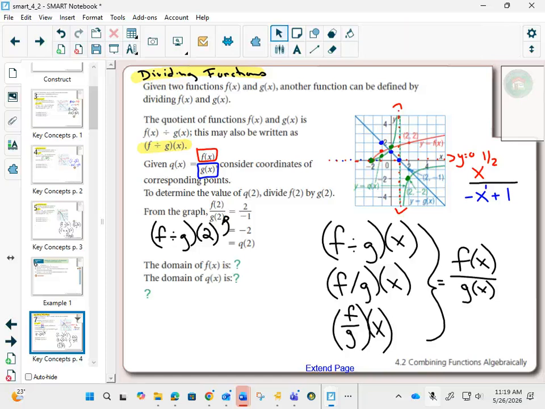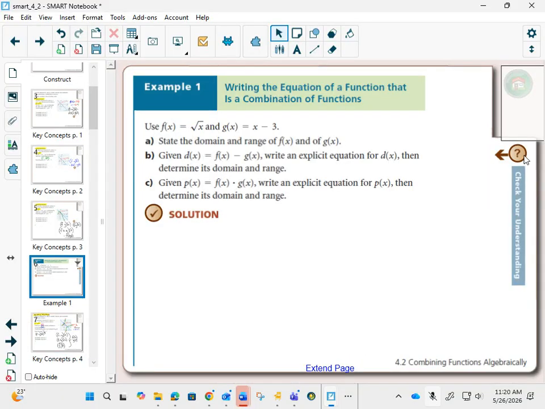Domain and range. The domain of f of x is bigger than or equal to 2. The domain of g of x is everything, but q of x is also going to be the overlap, plus we have to add the non-permissible value and take that out. And then once you've got a couple of points, you draw it towards your asymptotes, and you'll have your graph. So the dividing one, probably the most complicated. Okay, let's go to example 1.